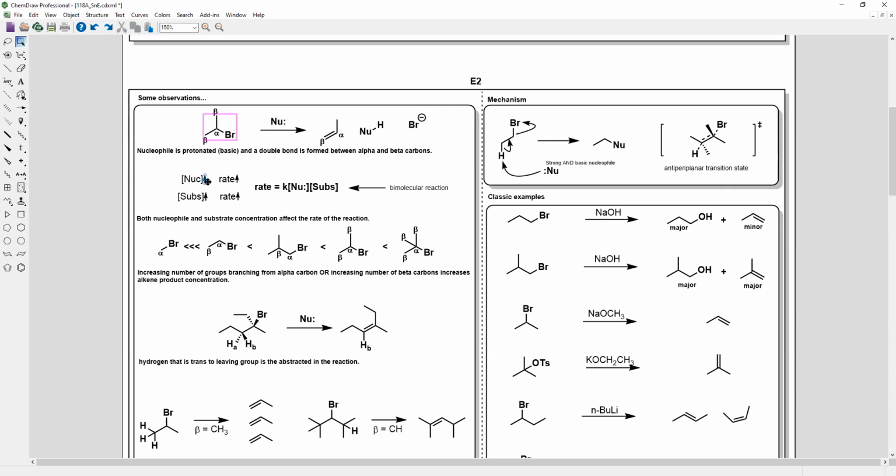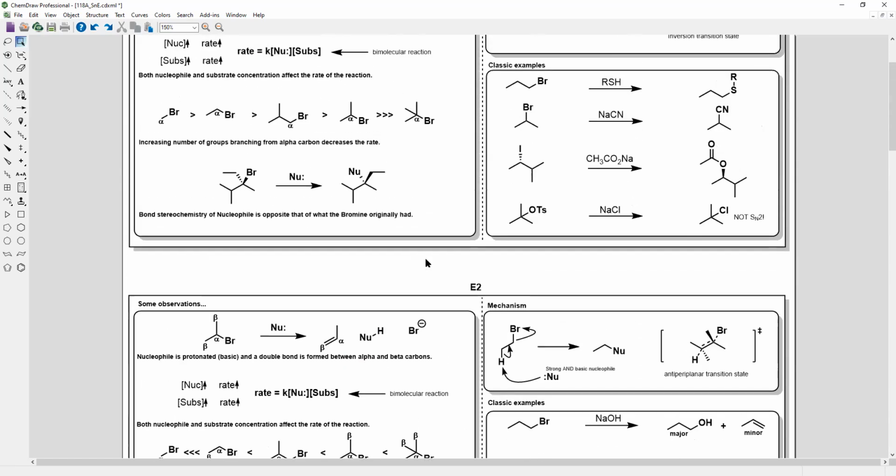And again, they just noticed, okay, if we increase the nucleophile concentration and the substrate concentration, right, what we get is increased rate, right? So it's clearly bimolecular. But here's where things get a little interesting. What they noticed was that not only was the alpha carbon involved, right? So not only was the alpha carbon substitution involved, but the beta carbon was also involved. As you increase the number of beta carbons, you also increase the product concentration, that alkene product. The more beta carbons you have, the more likely you are to create this alkene product.